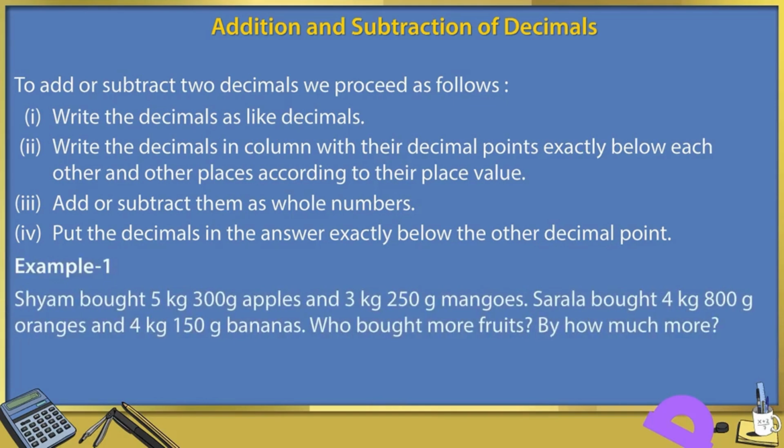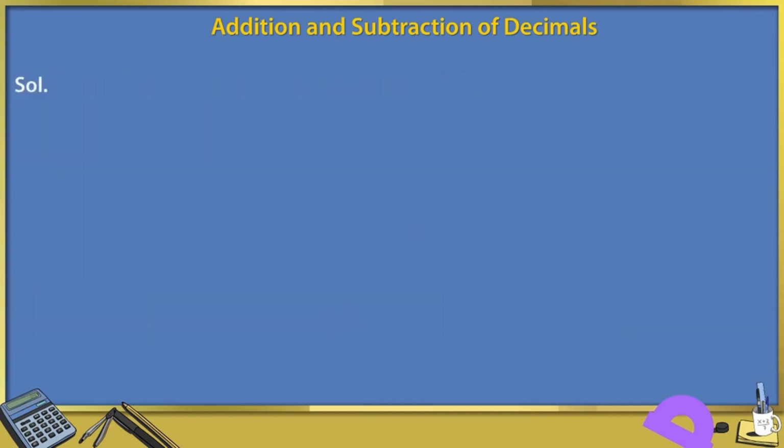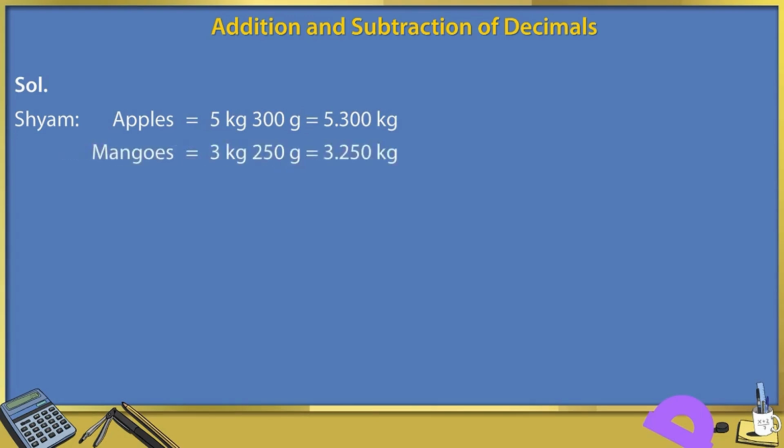Example 1. Shyam bought 5 kg and 300 gram apples and 3 kg and 250 gram mangoes. Sarla bought 4 kg and 800 gram oranges and 4 kg and 150 gram bananas. Who bought more fruits? By how much more? Solution. Shyam. Apple is equal to 5 kg 300 grams, which is equal to 5.300 kg. Mangoes is equal to 3 kg 250 gram, which is equal to 3.250 kg.